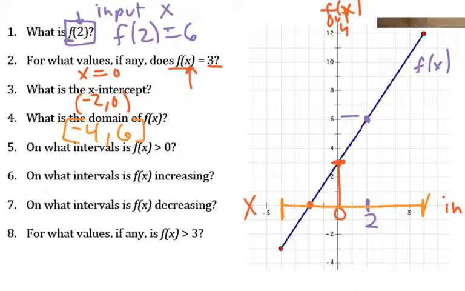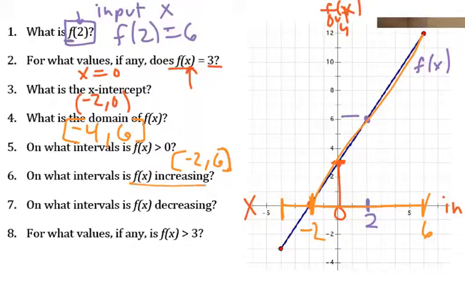Okay, on what intervals is f of x greater than 0? Greater than 0 means it's above the x-axis. Well, from that x-intercept till we get up here, it's above the x-axis. So from -2 to 6 is when it's above the x-axis.